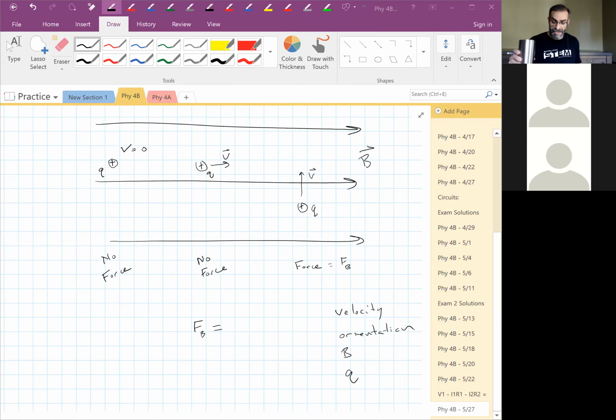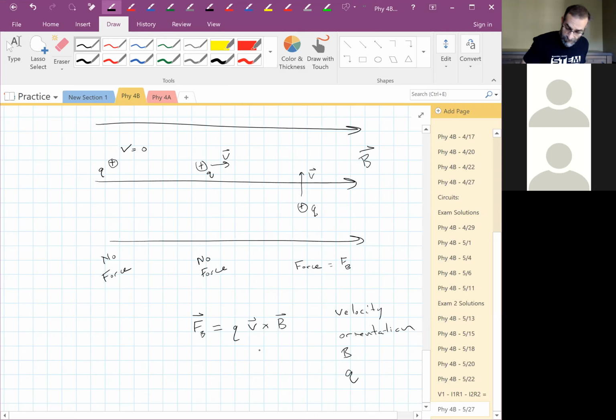A charged object will not move due to a magnetic field. Another magnet will move, but not a charged object. So what do we get here? We get the force is equal to Q V cross B. And we get the direction. Direction comes from the right-hand rule.